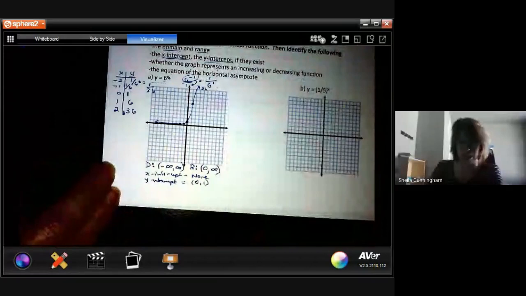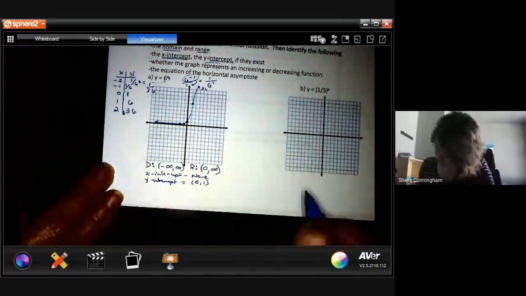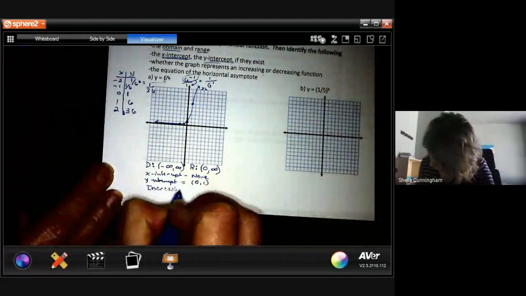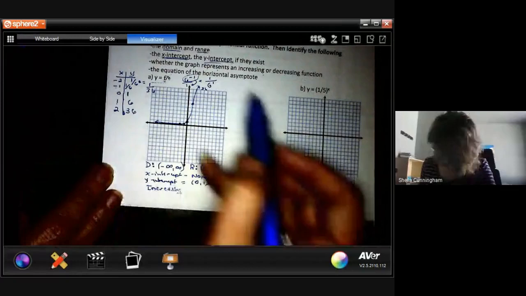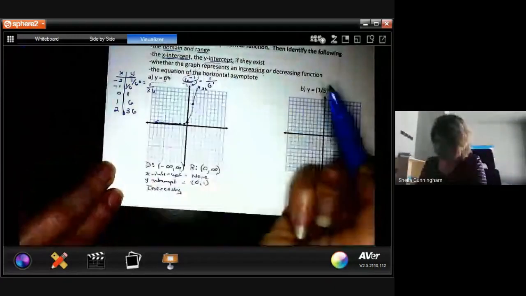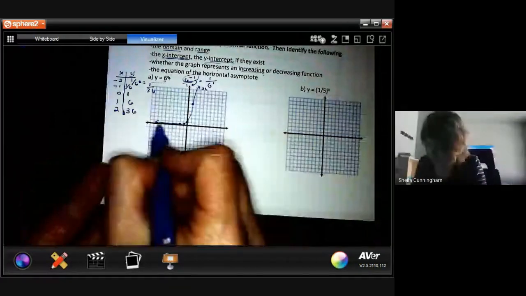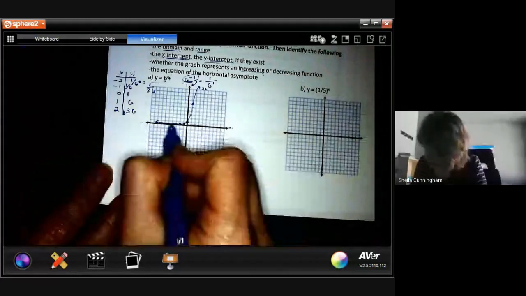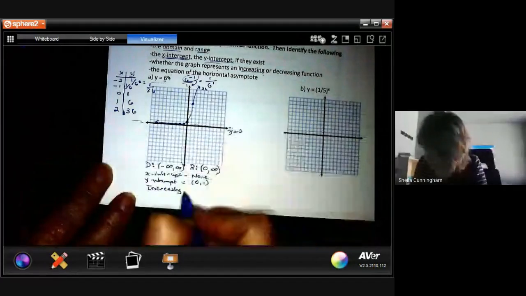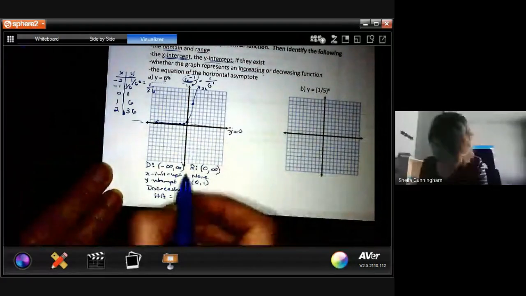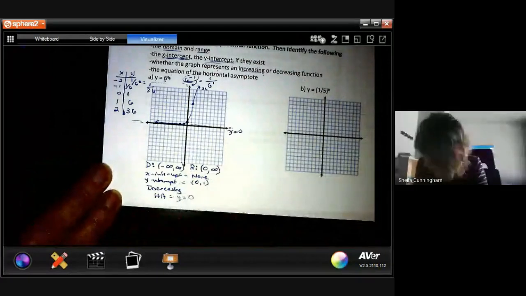Next, whether the graph represents an increasing or decreasing function. So are we increasing or decreasing here? Increasing. You betcha. And so that was that. And then the equation of the horizontal asymptote. Horizontal asymptote, that's what we were talking about earlier. This graph is not going to cross this x-axis, which means that is my horizontal asymptote, HA for short, is the equivalent of y is equal to 0.